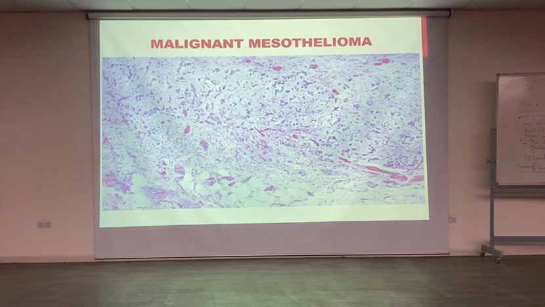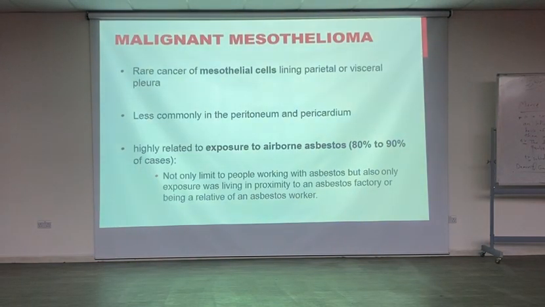اوكي. طيب. Mesothelial cells هم عبارة عن خلايا. They line the pericardial cavity, the pleural cavity, and peritoneal cavity. So we are talking about malignant cells that recapitulate those cells. Now, malignant mesothelioma is considered as a rare cancer. So it's a rare type of tumors that made of mesothelial cells that usually line the parietal and visceral pleura and less commonly the peritoneum and the pericardium.